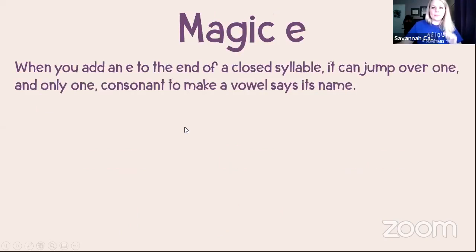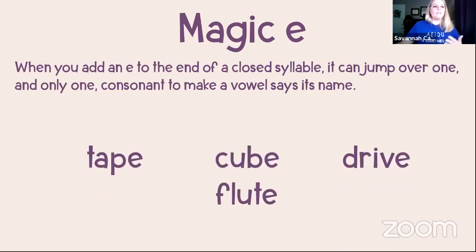Okay, Magic E. There was a request for me to talk about the different uses of a silent E. The most common use of a silent E, about 50% of the time, is to add it to the end of a closed syllable to make a vowel say its name.